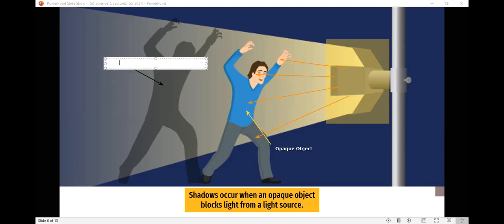The shadow of what? The man. It's the shadow of the opaque object, which is the man. And I will repeat, opaque objects block light from passing through. Again, shadows happen when an opaque object blocks light from a light source.